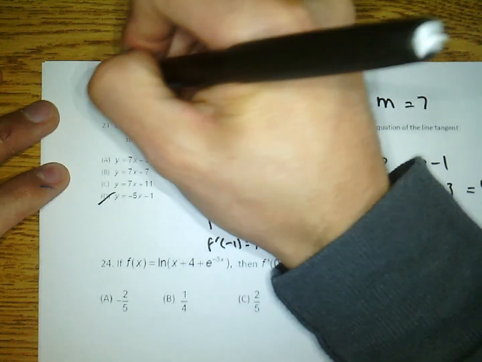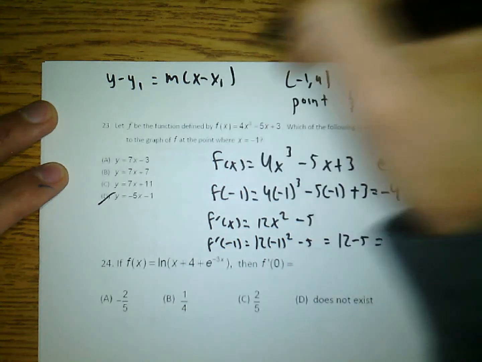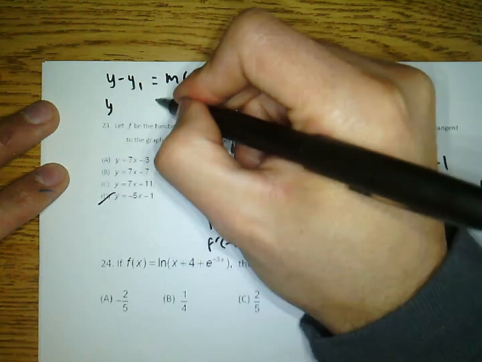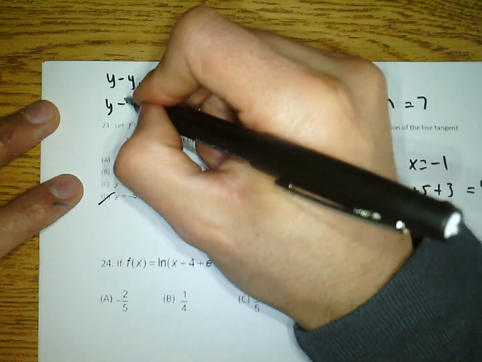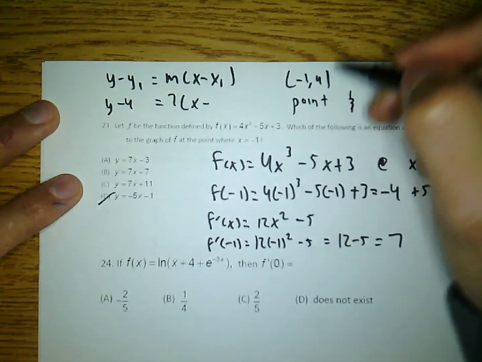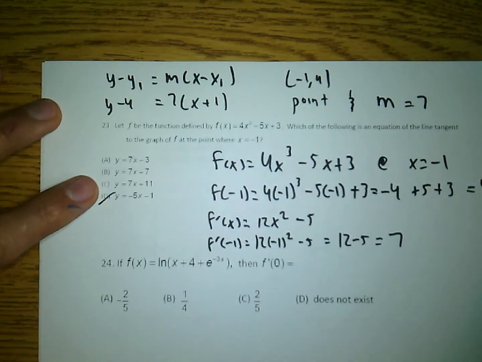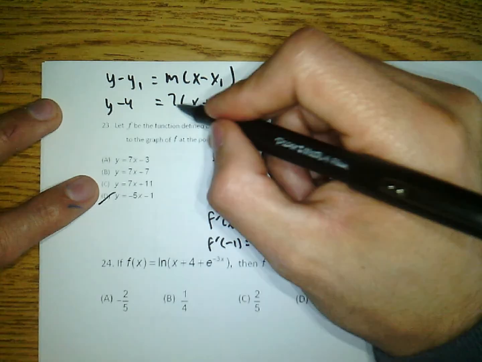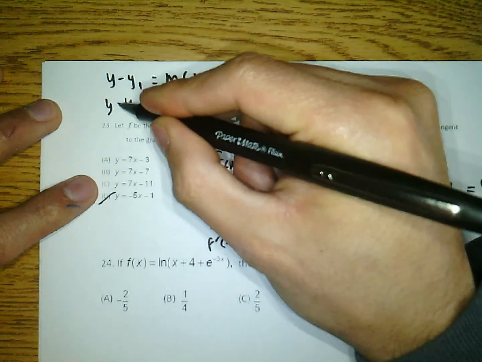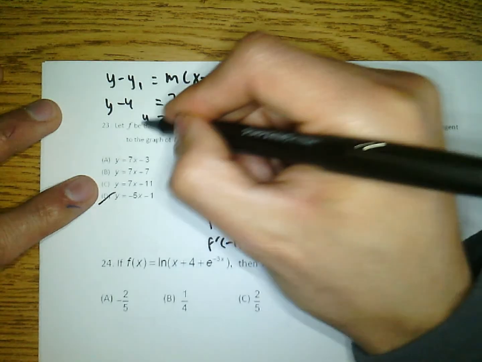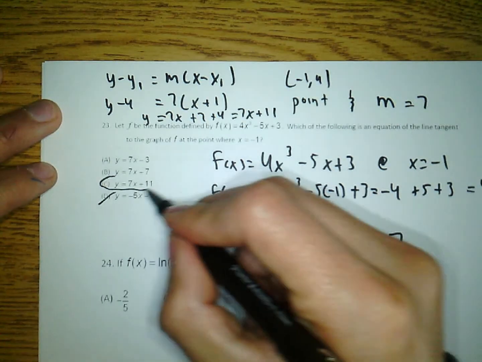We know that y minus y1 is equal to m times x minus x1. So I know my slope is equal to 7. I know the y value is 4, so that's going to be y minus 4 equals 7 times x minus -1, which gives you x plus 1. So I'm just going to clean this up into slope-intercept form. That's going to give me 7x plus 7. I'm going to add the 4, so +4, and that's equal to 7x plus 11. So that's going to be option C.